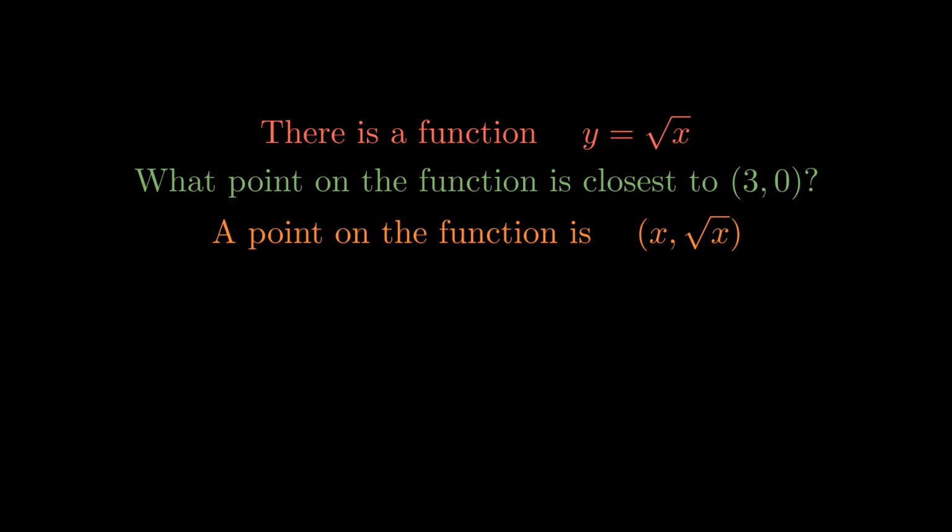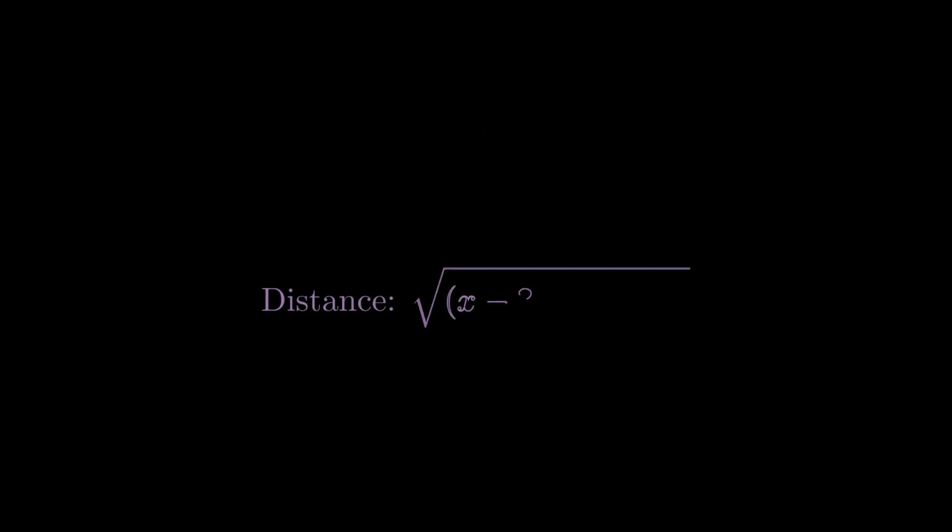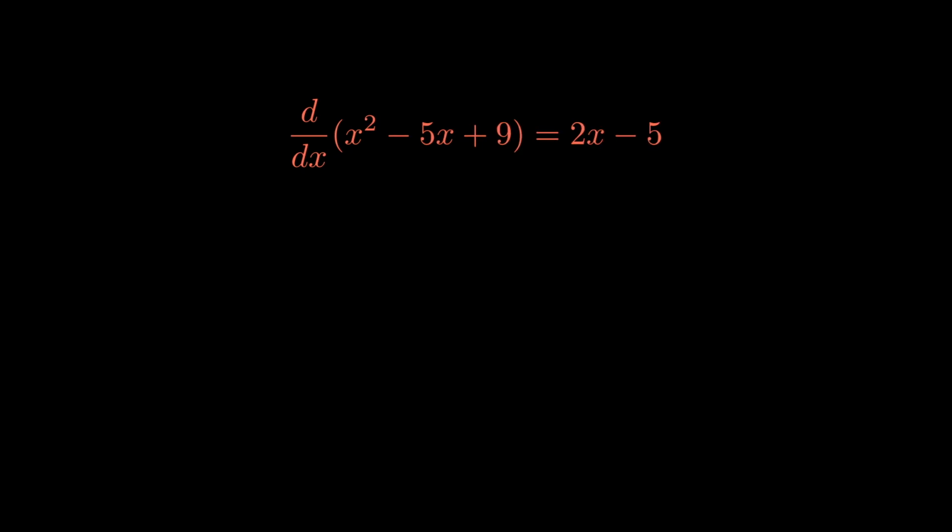And then we can write an expression for the distance between the 2 points as the square root of x minus 3 squared plus the square root of x squared. And we can expand this to get the square root of x squared minus 5x plus 9. And now we can differentiate the expression inside the square root, which is x squared minus 5x plus 9. And finding the first derivative of that gives us 2x minus 5.